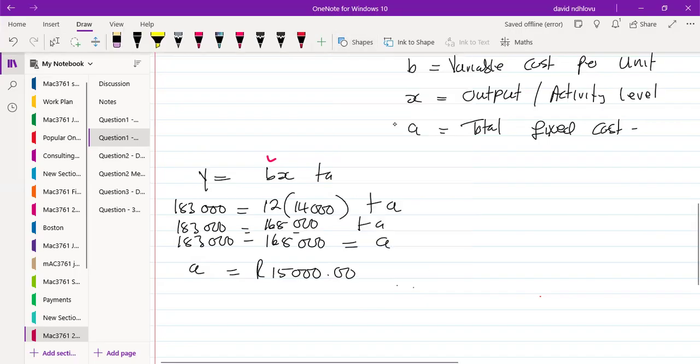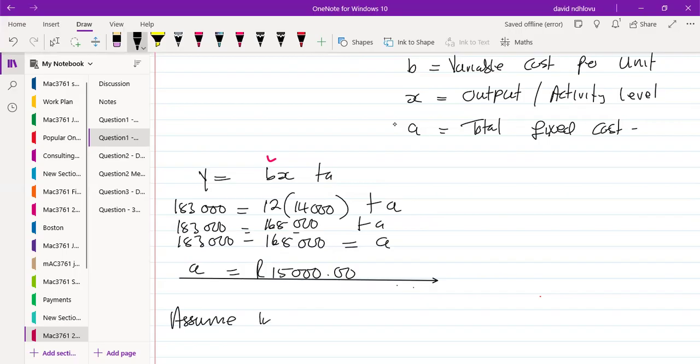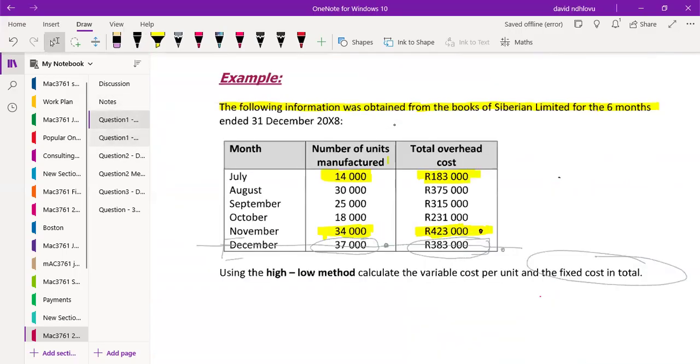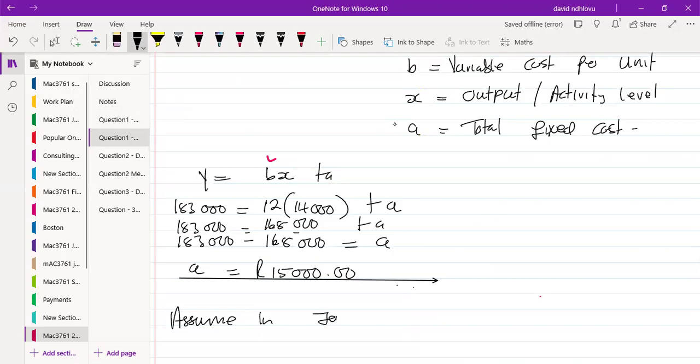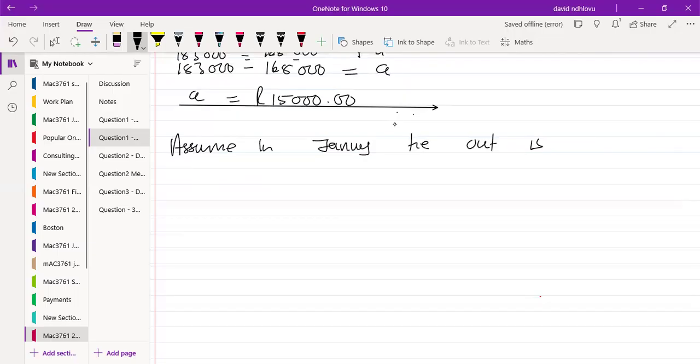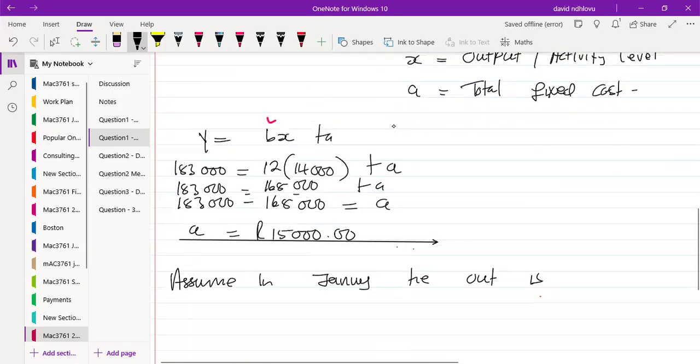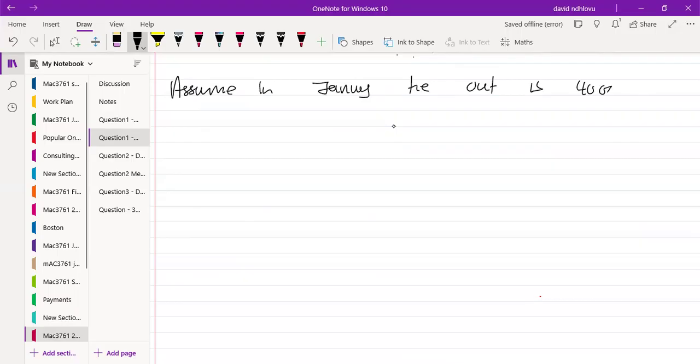Sometimes they may then say to you, assume in January, the output is 40,000 units. What is the expected total costs?